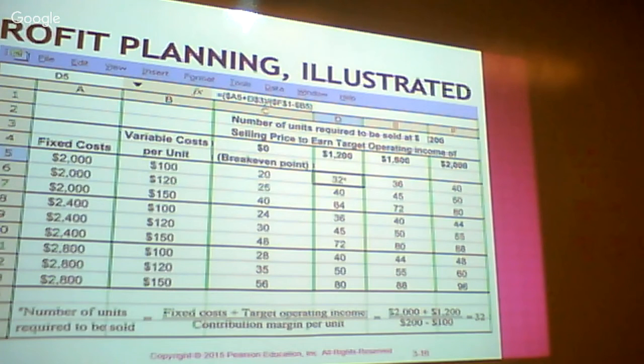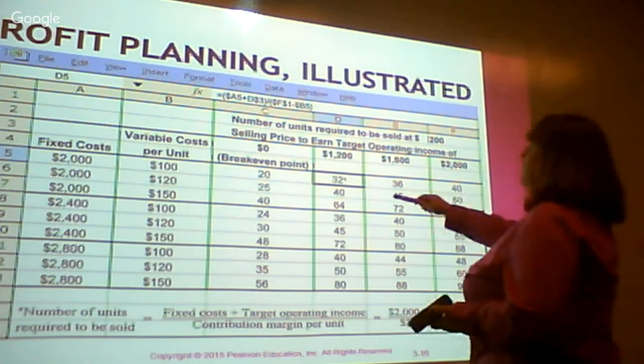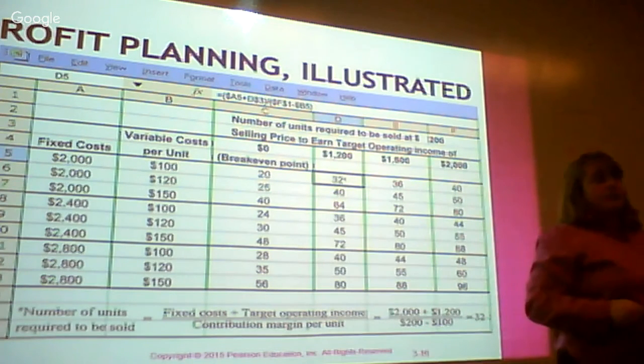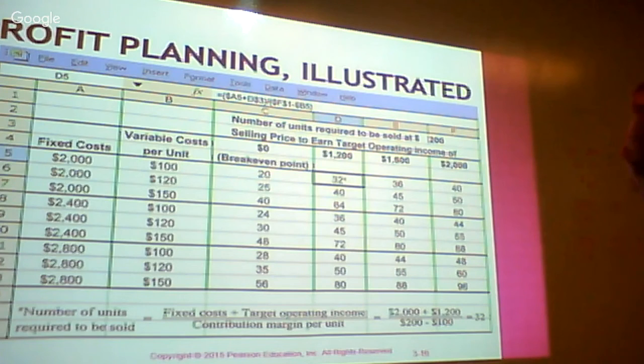Then again, at 250, my contribution margin is $50. I divide 2,000 by 50 and I get 40 as my break even. So the higher the variable cost, what happens to the number of units needed to break even? It goes up, right? If your variable costs are going up, the amount going towards your fixed cost is going down, and that difference is what covers the fixed cost. So it takes more units to cover the fixed cost.